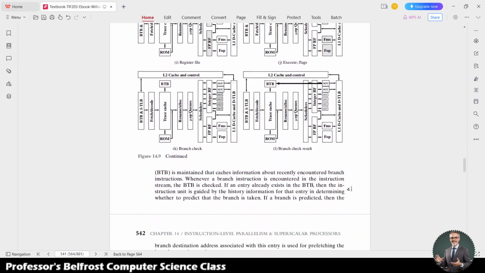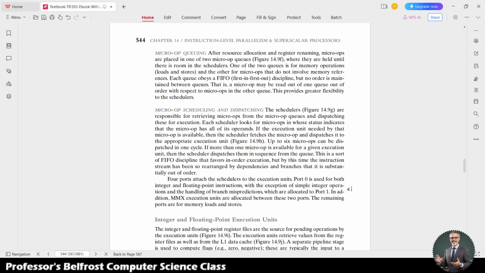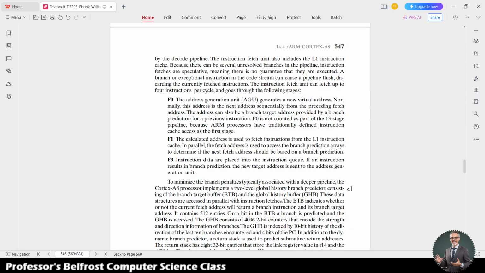The example is machine specific, processor specific. I'm not going into this.